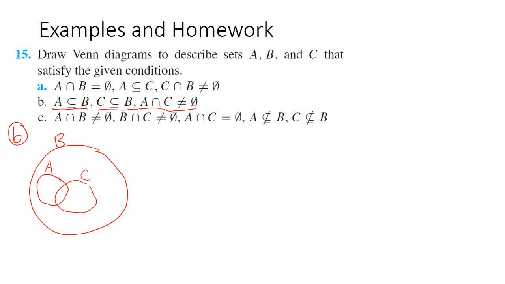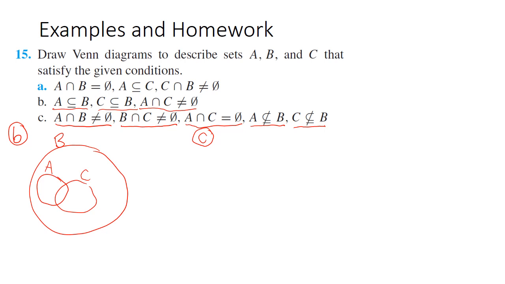Okay, and now let's look at part C. This one has a lot of stuff in it. This says A and B have a non-empty intersection, so A and B are going to overlap a little bit. B and C also have a non-empty intersection, so they are going to overlap a little bit. On the other hand, A and C do have an empty intersection, so they are not going to overlap at all. And finally, A is not a subset of B, and C is not a subset of B. So A is not completely contained in B, and C is also not completely contained in B.